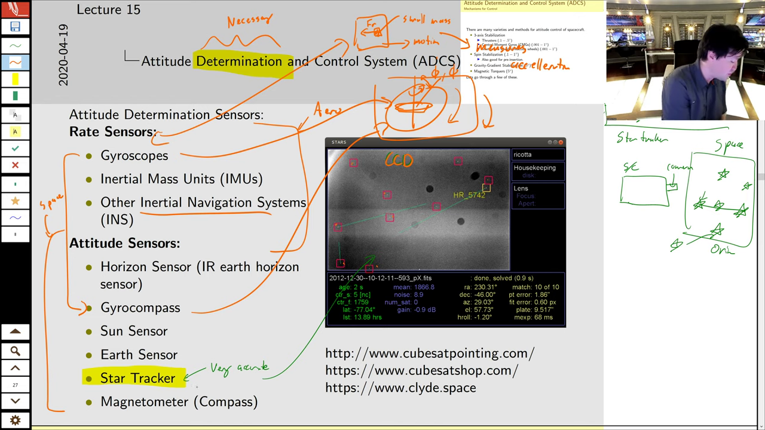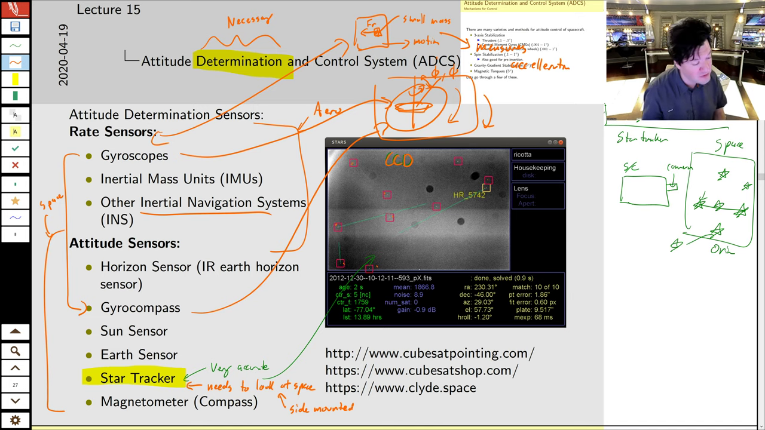Disadvantages, of course, it has to be looking towards space. So typically, we'll mount them on the side of your spacecraft so that you're always looking into space. Of course, if your spacecraft starts tumbling, you're going to have a problem because the Earth's going to come into the field of view, and you'll lose your stars, and you won't be able to track them fast enough, and so all nasty things. So don't tumble your spacecraft. But if you're not tumbling, star trackers are pretty good.